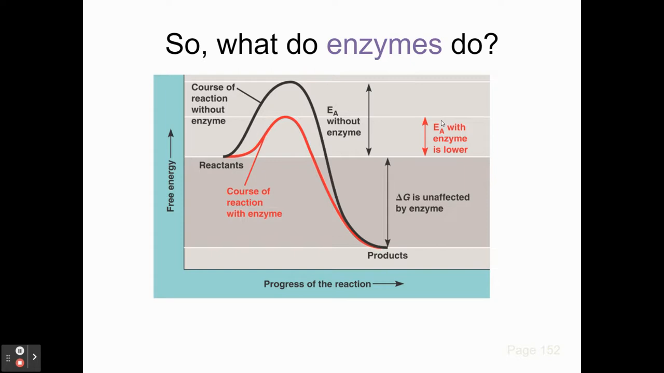This is a catabolic exothermic reaction, okay, that releases energy. And the black line represents the reaction, the amount of energy we would have to put into this system without the help of an enzyme. And the red line shows that with an enzyme, the activation energy that we have to put in is much lower, and therefore this reaction will happen at a faster rate and also at a lower energy input.